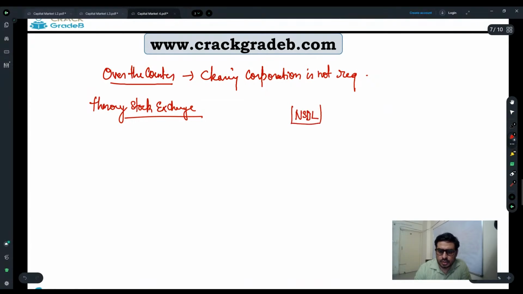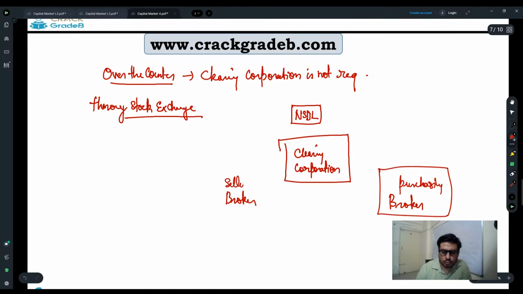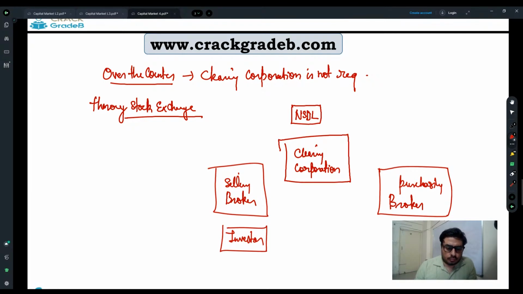So through stock exchange means what? Suppose that NSDL is the depository holder of the security. Here is the clearing corporation, broker, purchasing broker, and selling broker, investor, and again here investor, right? I also told you about the types of Demat account. One Demat account of clearing corporation, one Demat account of broker, one Demat account of investor. So basically there are three types of Demat accounts.